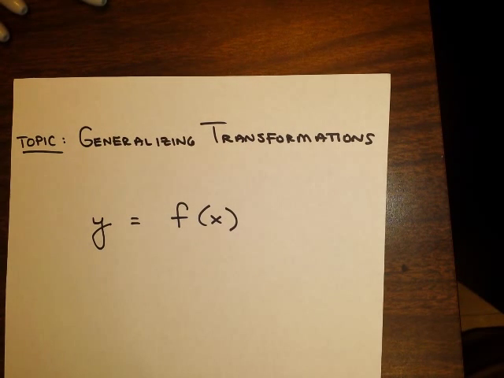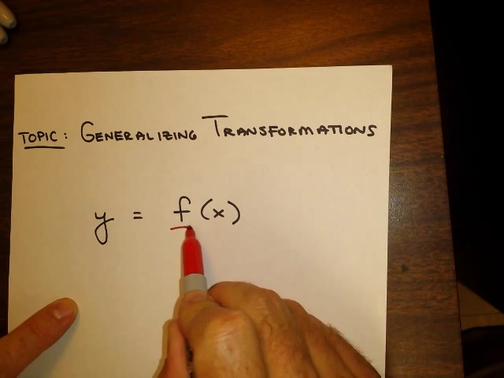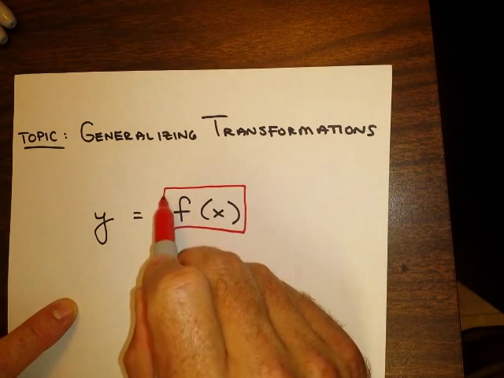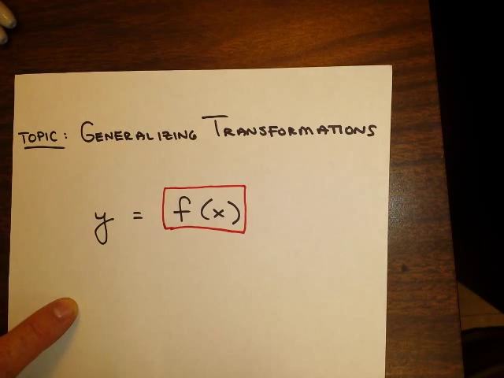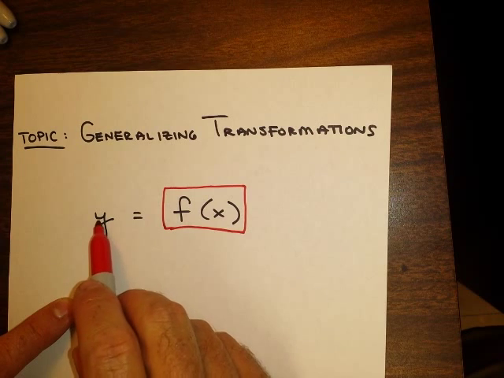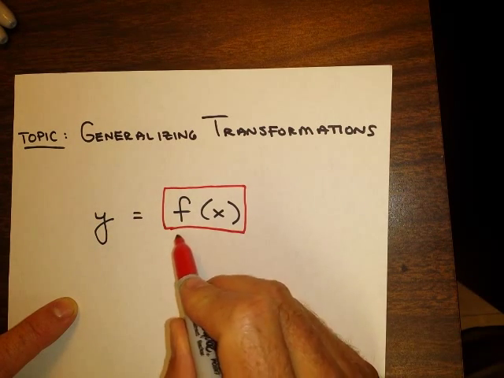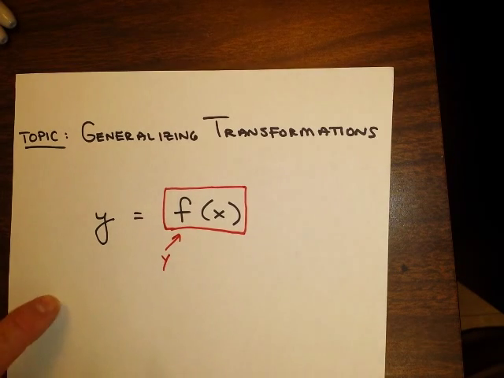So we have a general function, y equals f of x. So just some thoughts here. This f of x that I'm boxing in is y. All right. How do we know that? Well, it says right here, y is f of x. So that box there is the same thing as y.